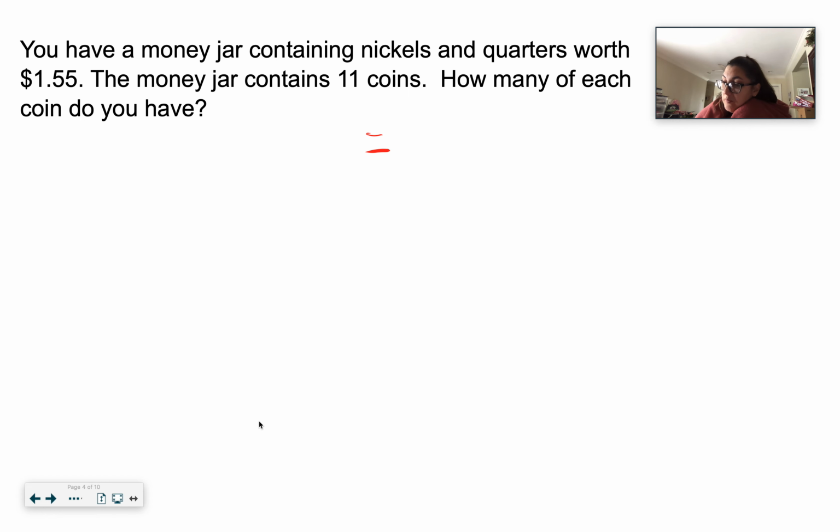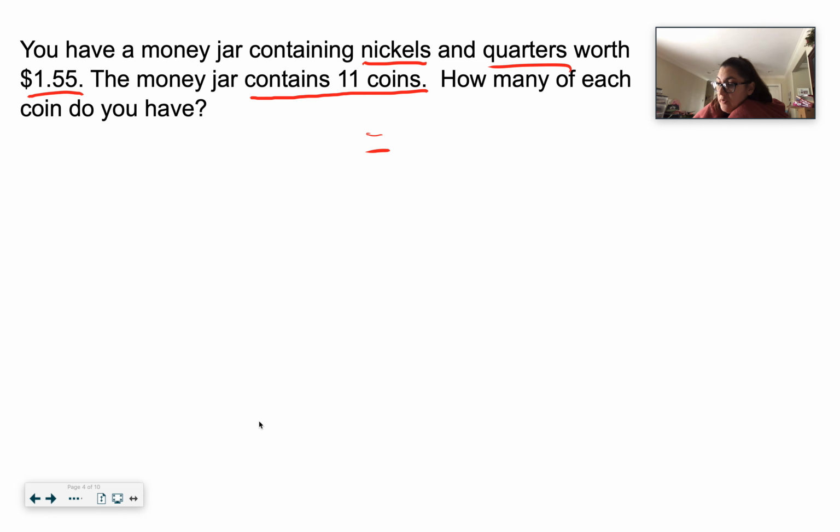What are the two variables? Well, it says I have a money jar containing what? Nickels and quarters, okay? Worth how much? $1.55. So think about what one of your equations will equal, okay? Then it says the money jar contains 11 coins. So think about what your other equation is going to equal, okay?